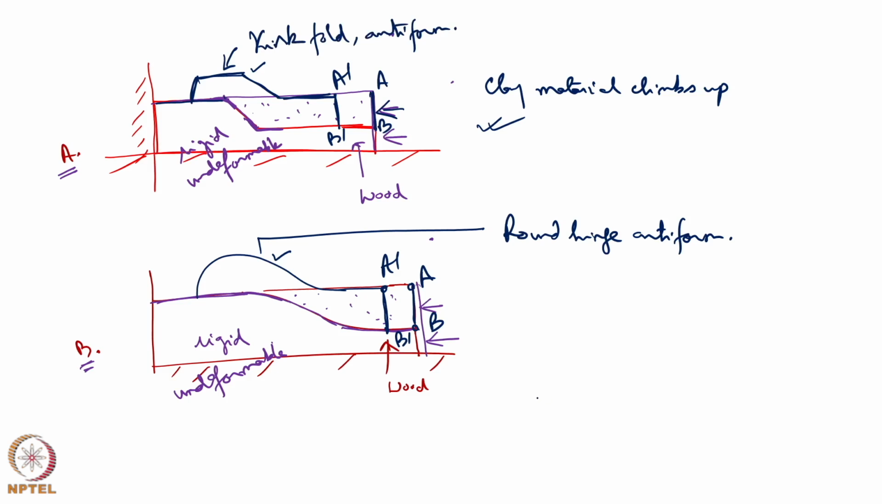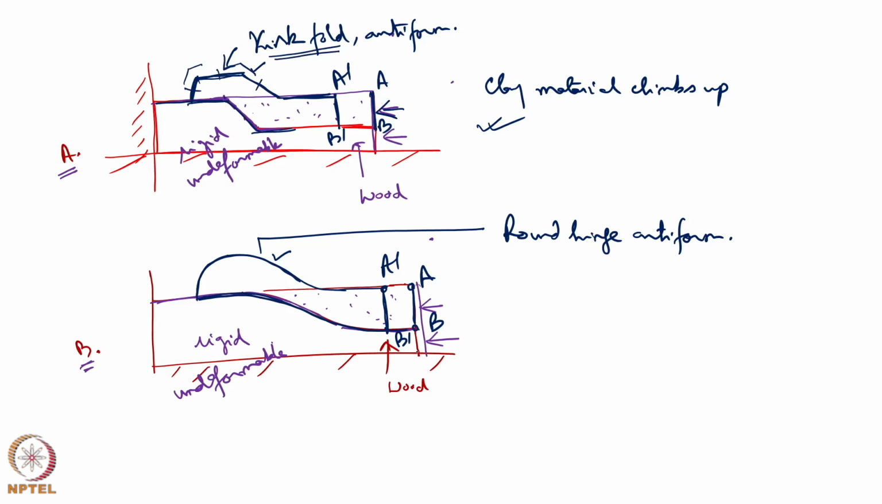Why is there a difference in the geometry of the folds? Why is it smooth and why is it kinked? Geologists link this deformation with the geometry of this surface. Since it is a smooth surface, when the clay material climbed up, it produced a round hinge fold, whereas here, since the surface has sharp edges, the kink fold is also representing sharp edges. What is a kink fold? It is a fold with straight limbs and sharp hinges.